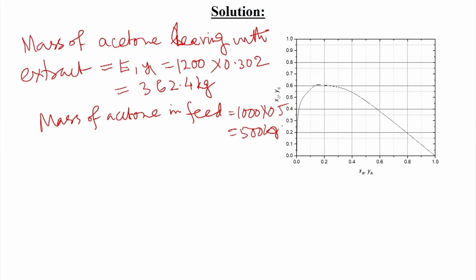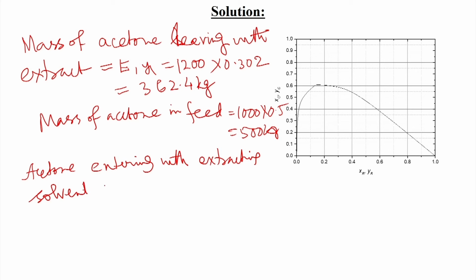The extracting solvent also contains some amount of acetone. Acetone entering with the extracting solvent is equal to S1 into Y1, that is 800 kg into 0.005. So, that is equal to 4 kg.